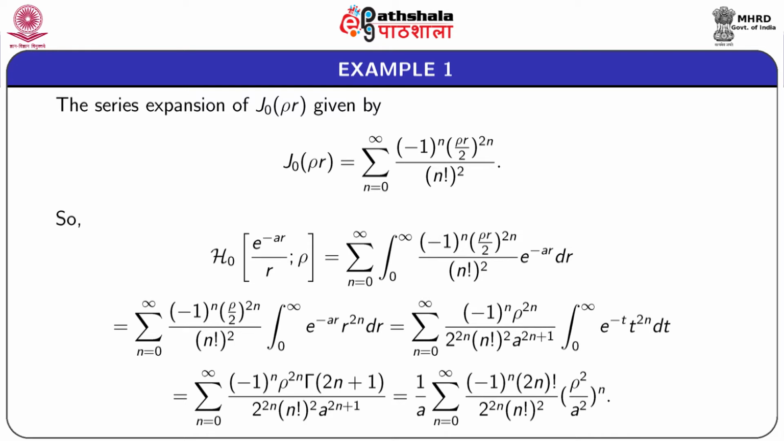So, the Hankel transform of e to the power minus ar by r is equal to summation (minus 1) to the power n rho to the power twice n gamma(twice n plus 1) divided by 2 to the power twice n (n factorial) whole square a to the power twice n plus 1. And this is equal to 1 by a summation n equal to 0 to infinity (minus 1) to the power n (twice n factorial) by (2 to the power twice n into (n factorial) square) (rho square by a square) to the power n.